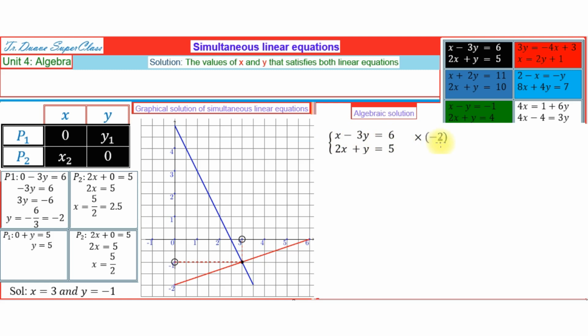So multiply it all by minus 2, and we'll get this. Then we can add the like terms of these two equations. So adding the like terms, we'll get this solution. 7y equals minus 7, and y equals minus 7 over 7, which is minus 1.